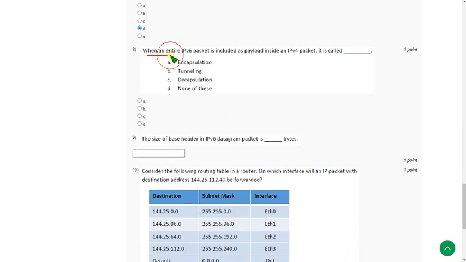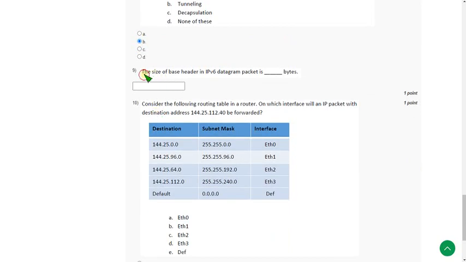And moving on to the eighth one. When an entire IPv6 packet is included as payload inside an IPv4 packet, it is called as? So it is called tunneling. That is option B, tunneling. So mark option B.